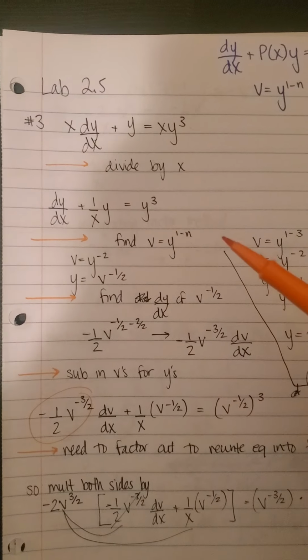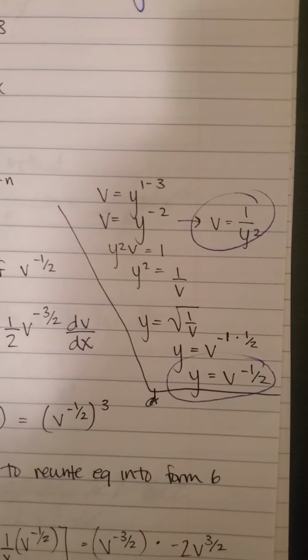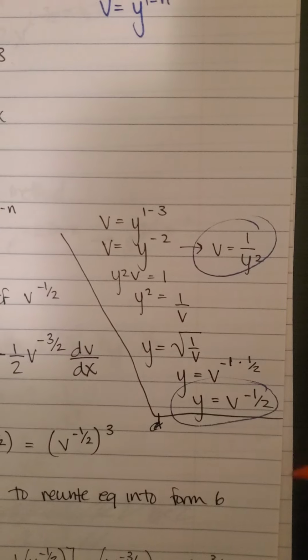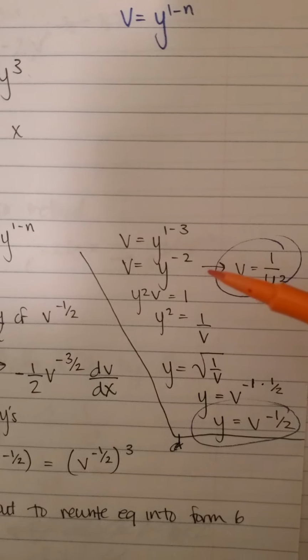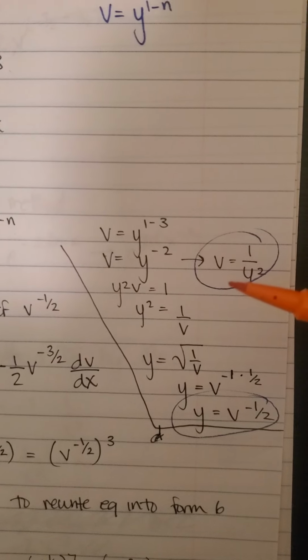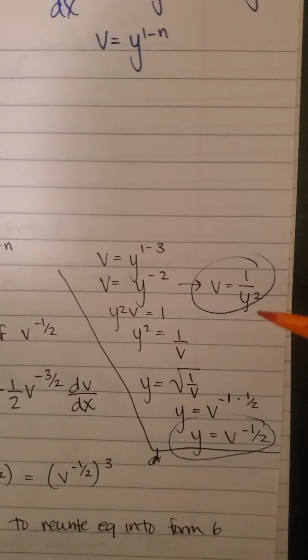And so step 2 is to find your v. I find my v just doing some algebra real quick. We get v equals y to the negative 2, just doing that little subtraction right there, which you can just rewrite as 1 over y squared.